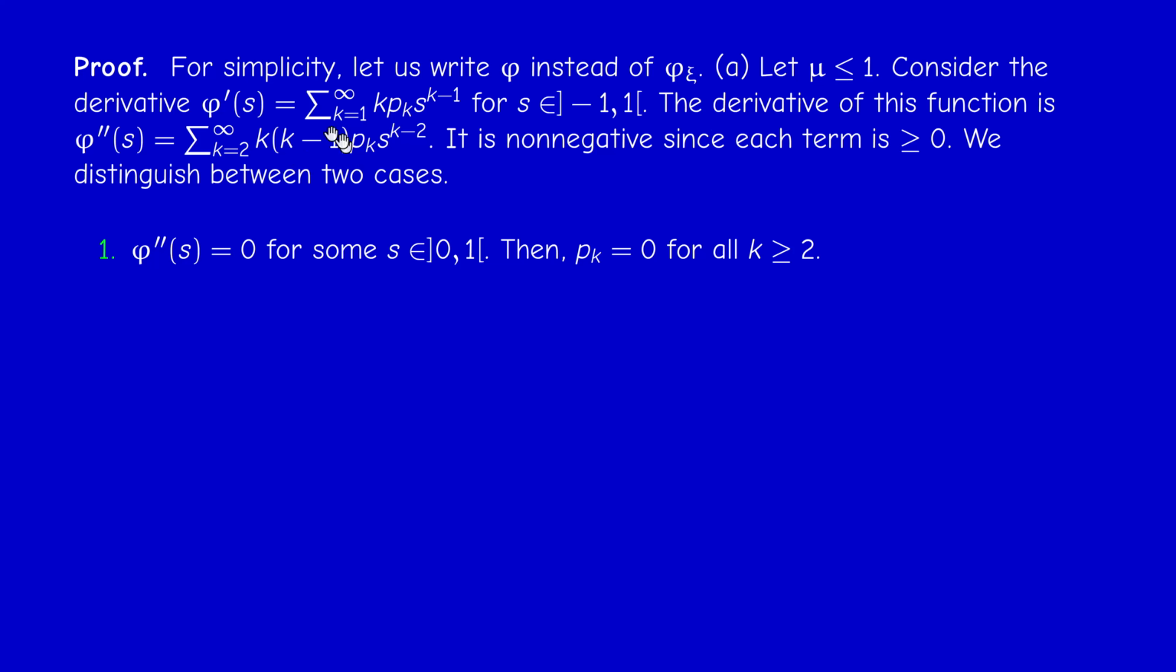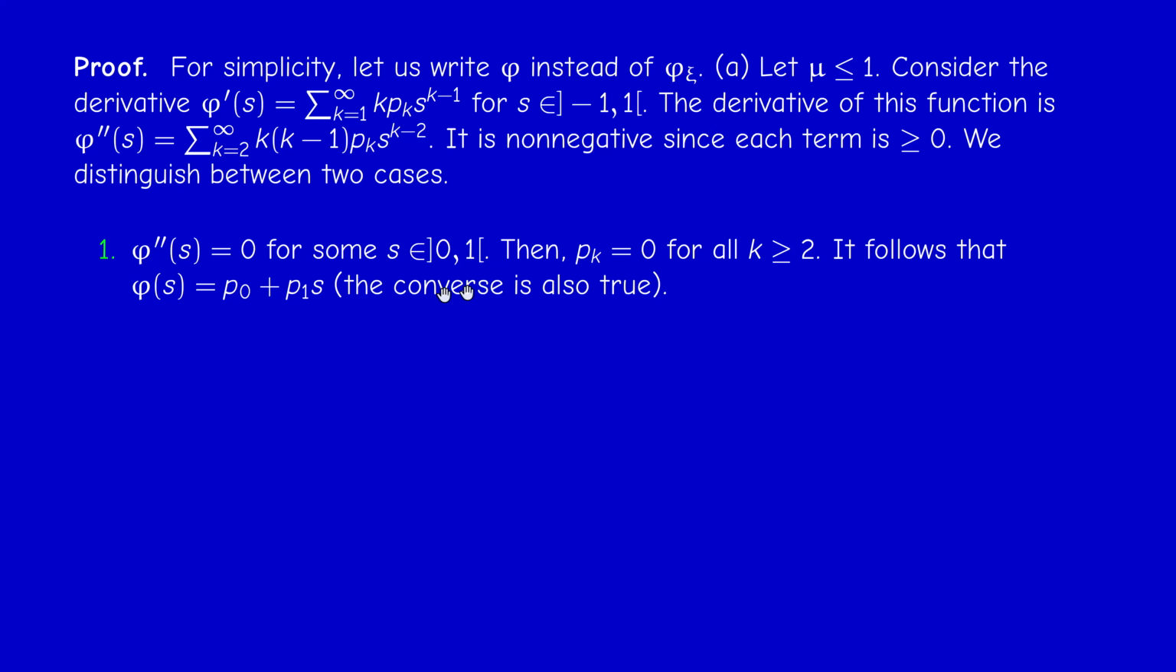Because if the sum of non-negative numbers is 0, then each number is 0. So k(k-1) p_k s^(k-2) is 0. But since s is strictly positive and k is at least 2, I deduce that p_k is 0. Okay, in this case, what happens? In this case, phi of s is just p0 plus p1 s, because all the higher terms vanish.